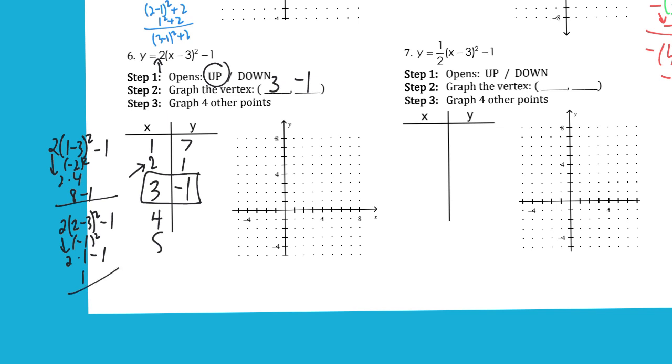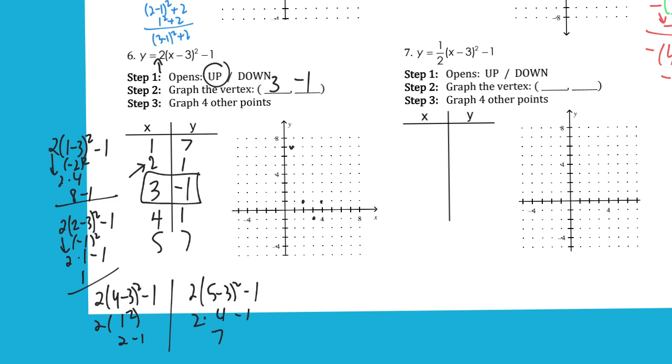And then we plug in 4. So it'd be 2, and then 4 minus 3 squared, and then minus 1. That's 1 squared, and then times it by 2. 1 squared is 1 times 2 is 2. Minus 1 is going to be 1. And then 5. 2, and then 5 minus 3 squared, and then minus 1. That's 2 squared of 4 times 2 is 8. Minus 1 is going to be 7. So 1 is 7. 2 is 1. 3 is negative 1. And you see the symmetry.